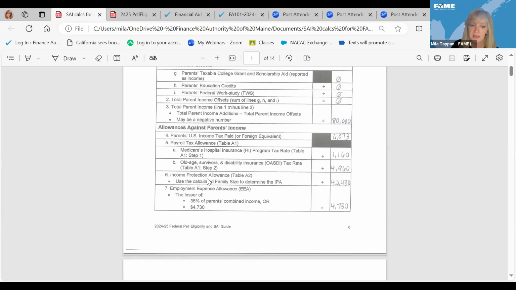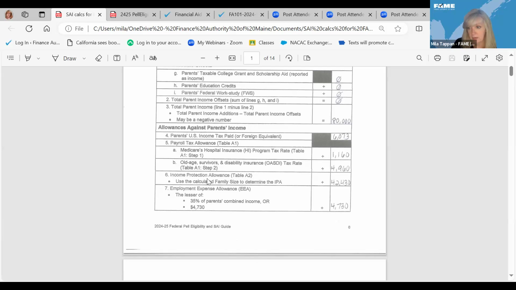Then there's something called the income protection allowance. This is what I was talking about in the first presentation, when we talked about the fact that the FAFSA processing was delayed because they needed to update the tables. This is one of the tables that they updated. This table says that we're going to protect a portion of your income because, of course, you have to run your household. You have to pay mortgage or rent. You have to heat. You have electricity. You have food. You have all of these things that you need to spend your money on. So the formula recognizes that and protects a portion of the income.